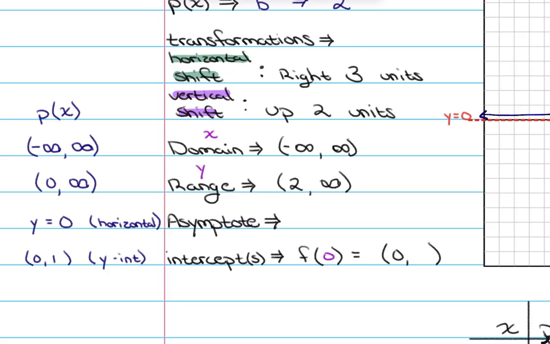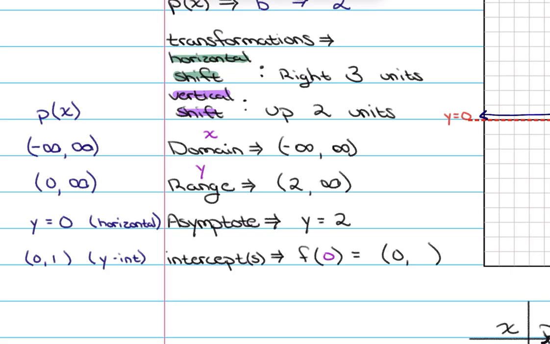All right, with that in mind, that means the asymptote has changed. So instead of being at y equals 0, it will be at y equals 2. All right, so everything got bumped up 2 units.